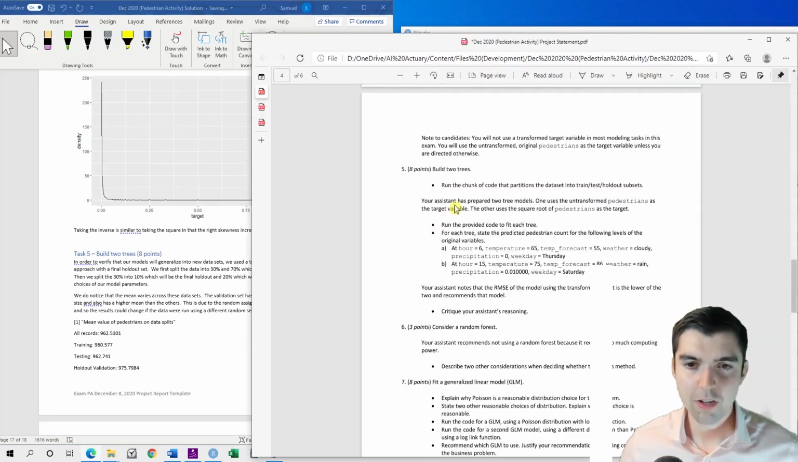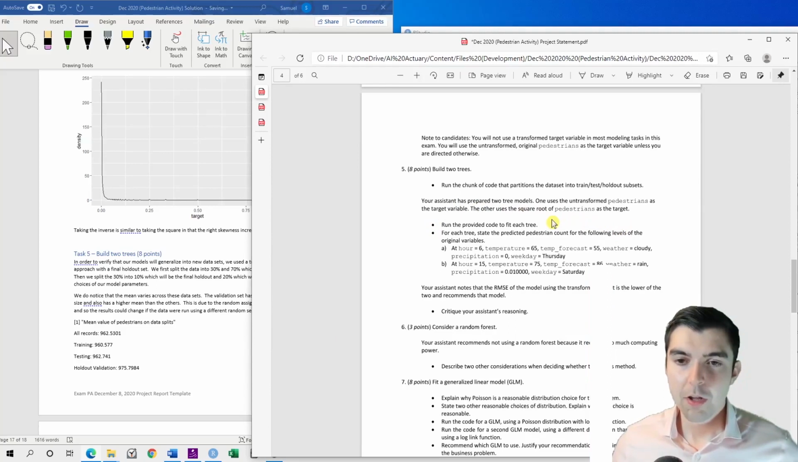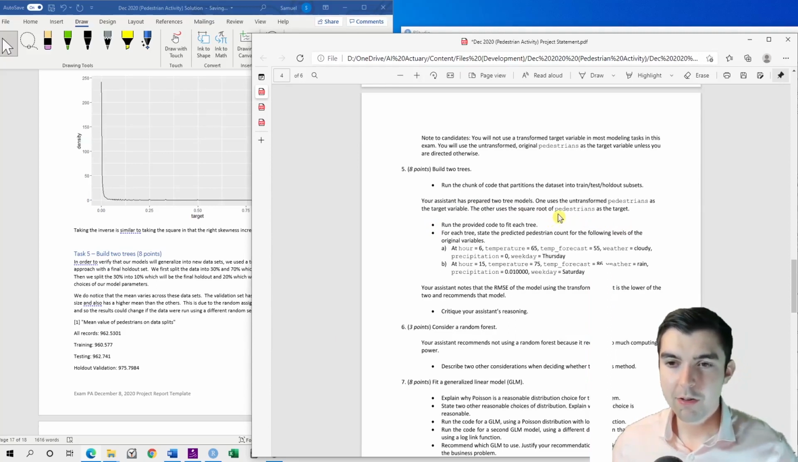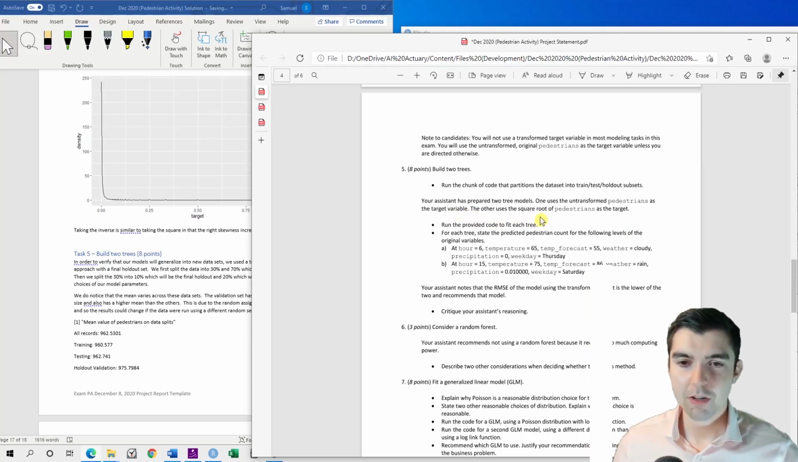Okay, your assistant has prepared 2 tree models. One uses the untransformed pedestrians as the target variable. The other uses the square root of pedestrians as the target. Run the code provided to fit each tree. For each tree, state the predicted median count for the following levels of the original variables. So they want you to say at hour 6, temperature this, temp forecast this, weather this, what the prediction is.